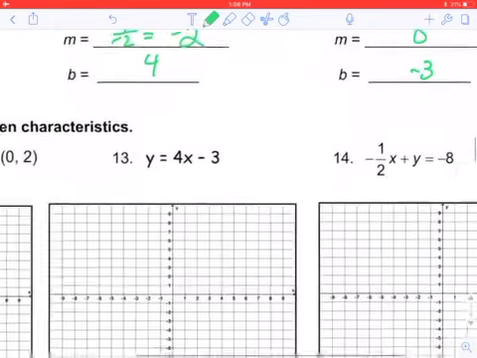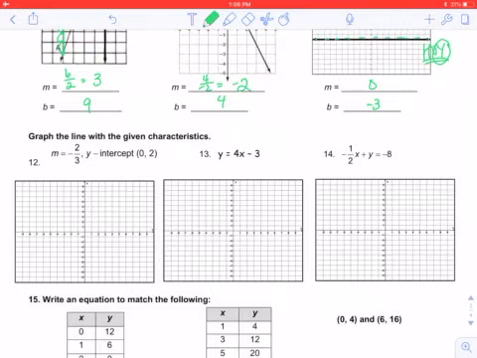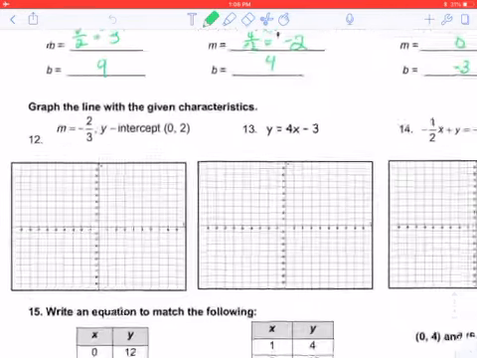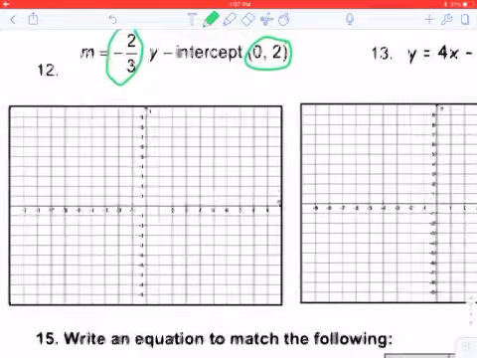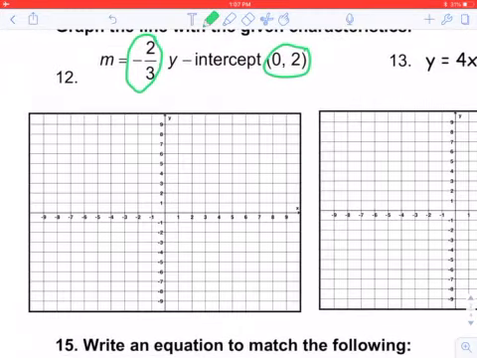Okay? All right, so now they're wanting us to do the opposite. They're wanting us to create a line given certain characteristics. So on number 12, they've given us a slope of negative 2/3 and a y-intercept of (0, 2). Well, I need to always start at the y-intercept, start at the point that they've given me. So I'm starting at (0, 2).